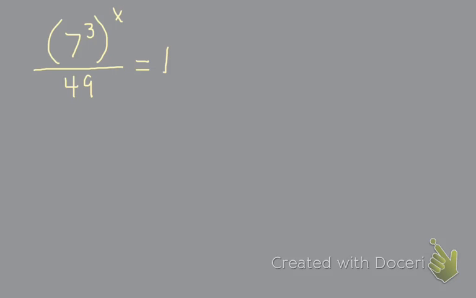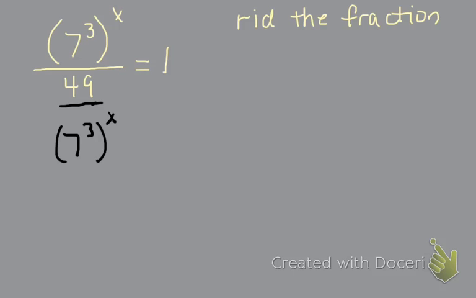If you ever have a fraction, I want you to think of this. Always get rid of the fraction first. Because that usually makes the problem easier if you can. This fraction here has nothing to do with that x up here or the 3rd power. So let's take 7 raised to the 3, still raised to the x, divided by 49 is equal to 1, but we're going to multiply both sides of the equation by 49.